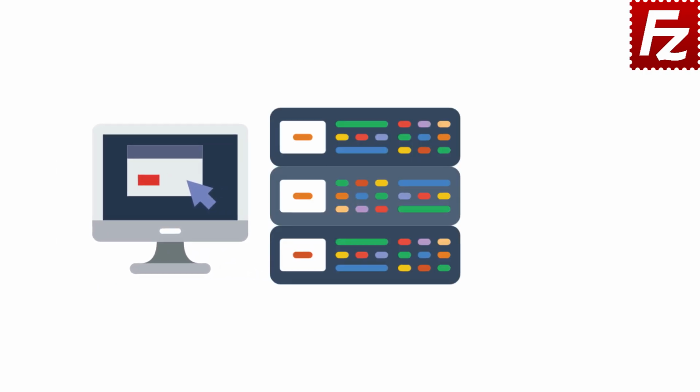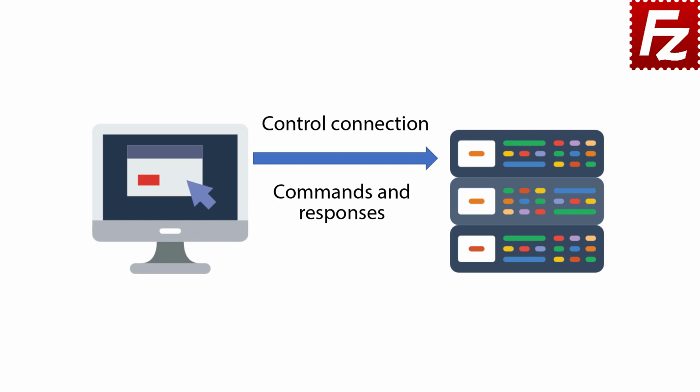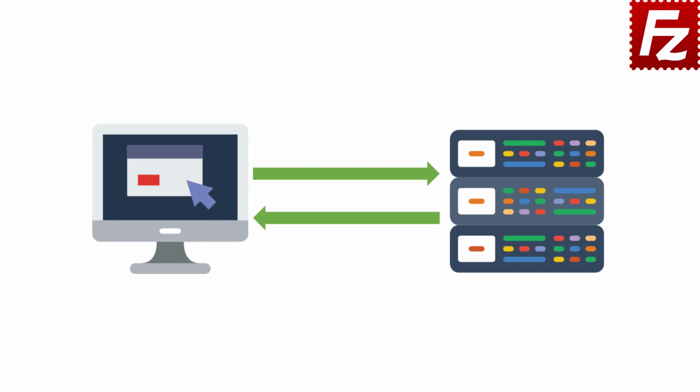FTP uses a client-server architecture. The client, for example FileZilla or FileZilla Pro, sends a connection request, usually to server port 21, as per protocol specifications you find in the description. This is the so-called control connection. The control connection is used for sending and receiving commands and responses. For the transfer of files and folder contents, separate data connections are used.